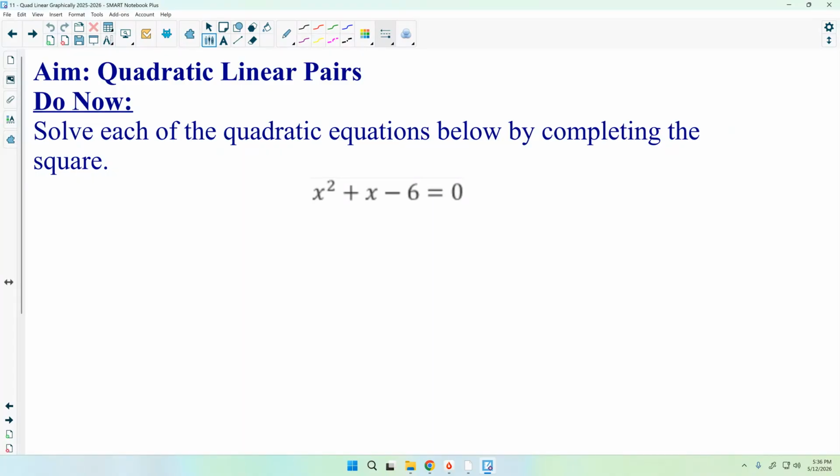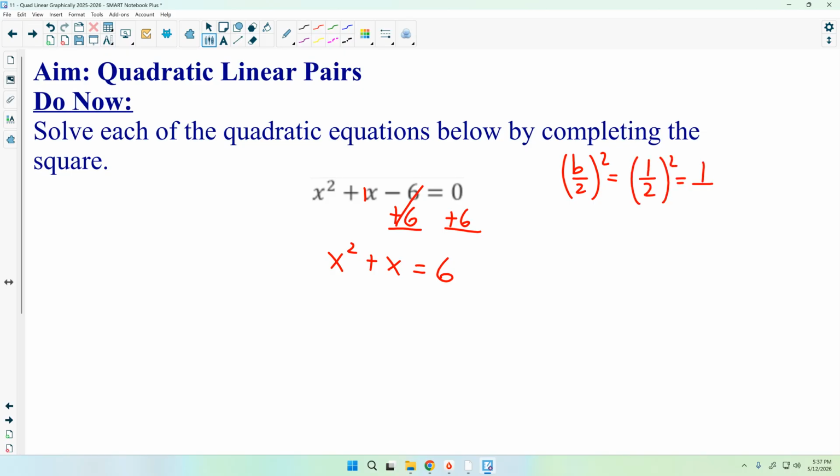It's in standard form. So our first step is going to be to move our constant to the right side. So now we have x squared plus x equals 6. The next step is probably the most important step, which is actually completing the square, meaning that we are going to add b over 2 squared to both sides. Our b value in our quadratic in standard form with a equal to 1 has a coefficient of 1. So b over 2 squared is going to be 1/2 squared, which is 1/4.